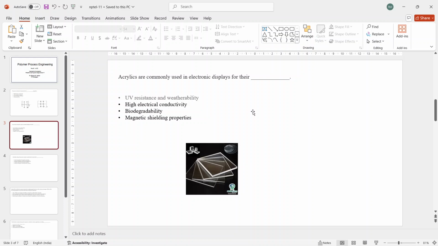High electrical conductivity is not a property for the electronic displays. So high electrical conductivity is not the answer. Then biodegradability and magnetic shielding properties are again not associated with the acrylics. So UV resistance and weatherability are the properties we are looking for in the acrylic compounds.